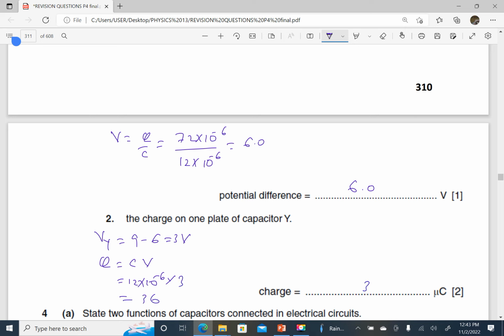Alternatively, you could just write a statement and say the charge is shared equally. Remember, the total charge on X is going to be the total charge on Y and Z. This charge is going to be shared equally because Y and Z are in parallel. So the charge on Y is 72 divided by 2, which is still 36 microcoulombs.